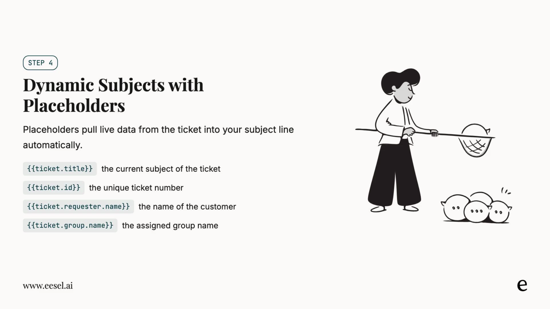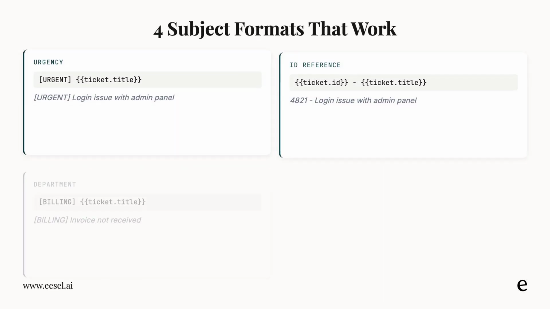The 4 most useful ones are ticket.title for the current subject, ticket.id for the unique number, ticket.requester.name for the customer, and ticket.group.name for the assigned team. These 4 formats cover most workflows.